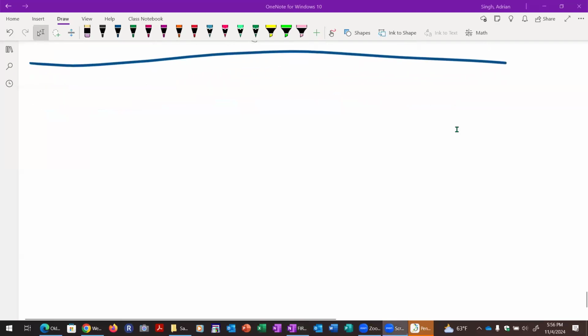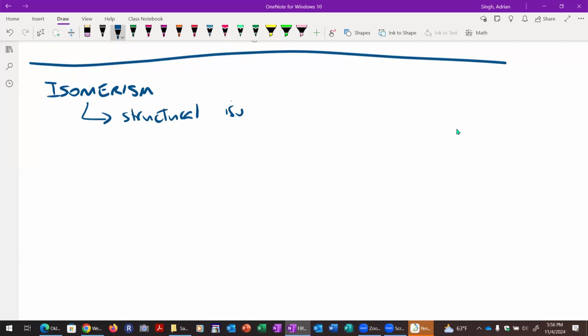All right, so we'll take a look now at one very important characteristic of organic compounds. You really can't talk about organic chemistry and organic compounds without discussing this phenomenon known as isomerism. There are many different types of isomerism, and we're just going to focus on one basic type called structural isomerism.